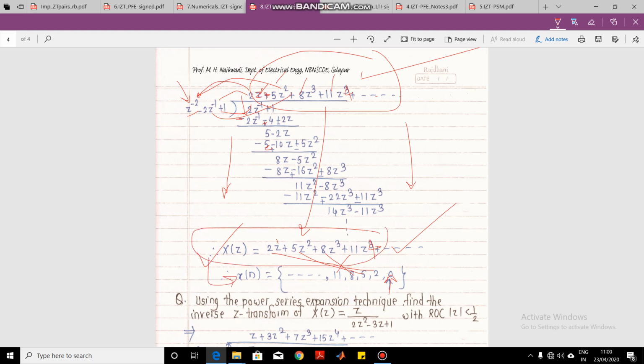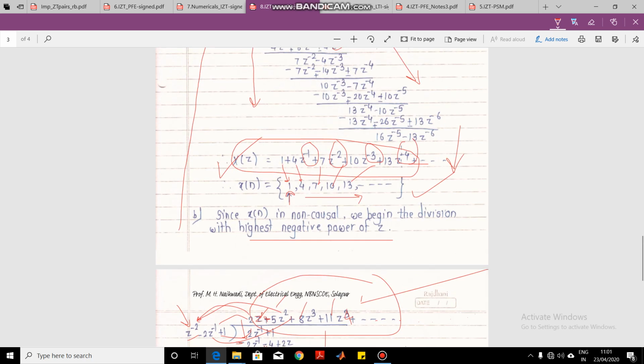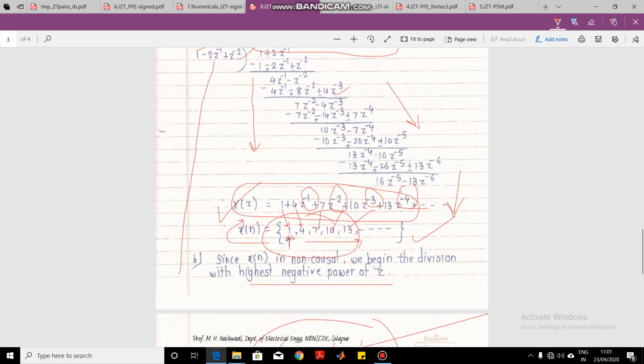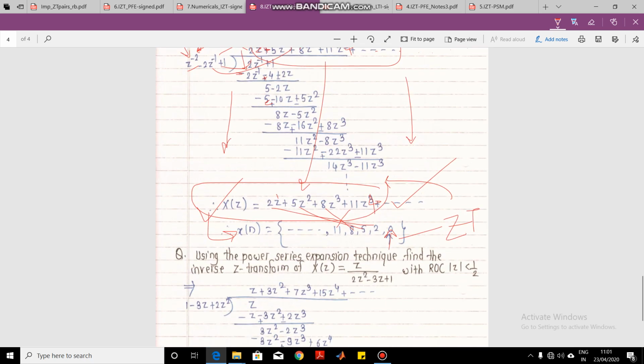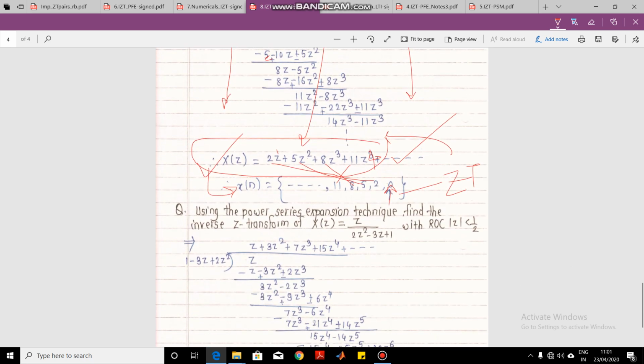Okay, so what will be the causal sequence corresponding to this z transform? Or simply, whenever you write this signal and try to find the z transform of this signal, you should get this inverse z transform. Similarly, when you find the z transform of this signal, you will get this signal. This we have already done when we solved the z transform. So in this way we get the sequence from the given z transform.